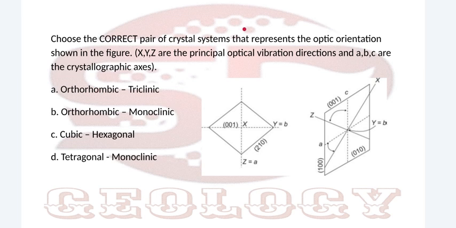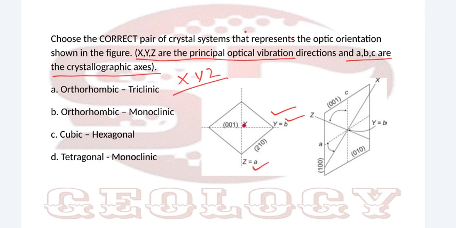And choose the correct pair of crystal systems that represents the optic orientation shown in the figure. X, Y, Z are principal optic vibration directions and A, B, C are crystallographic axis directions. So in a biaxial mineral, we will get 3 indicatrix axes, that is X, Y, Z, you can say vibration directions. Only in the case of the orthorhombic system, all the indicatrix axes will coincide with the crystallographic axes, which you can see here in this diagram. All the axes X, Y, Z are coinciding with the crystallographic axes. Here Y is coinciding with the B axis, Z is coinciding with the A axis, and X is coinciding with the C axis. So this figure belongs to the orthorhombic system.